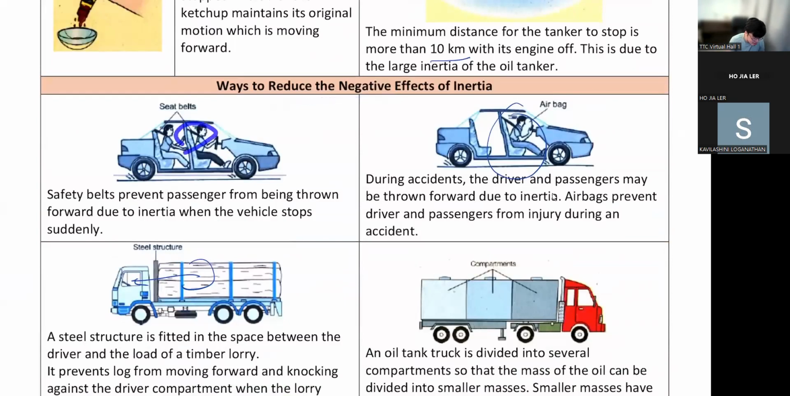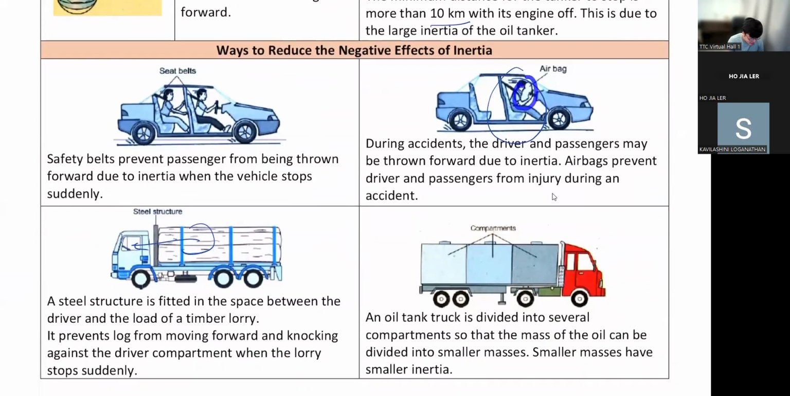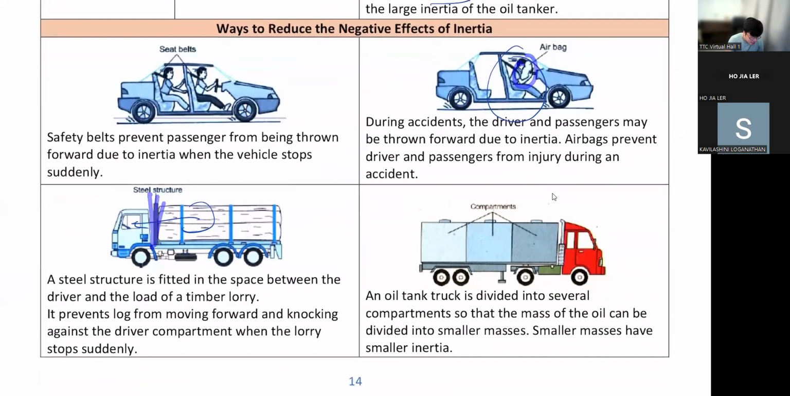Okay, we use seat belts, like I said. We use airbags, right? And we use steel structure like here, so that when I brake this lorry, this timber doesn't just fly forward and break you into half. And of course, you have compartments in your oil tank, okay?